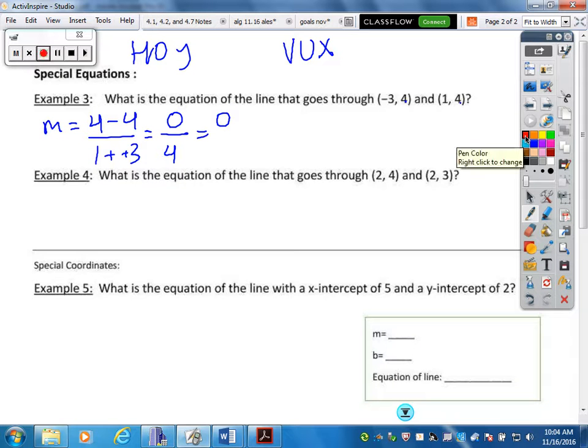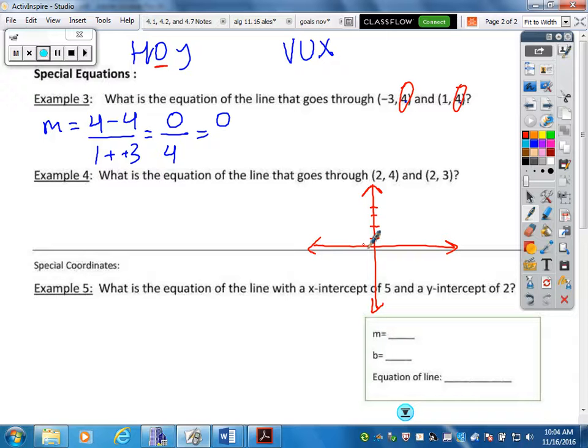My slope is 0, which means we have a horizontal line going through the y-axis. So if we think about it, where is it going through the y-axis? Well, what's the y value of both of these points? 4, isn't it? If we were to plot those points, negative 3, go up 4, 1, go up 4, that would be, if we think about it, up 1, 2, 3, 4.